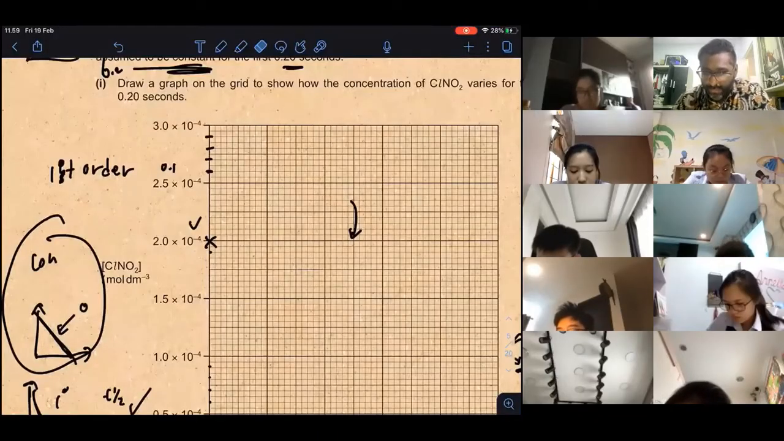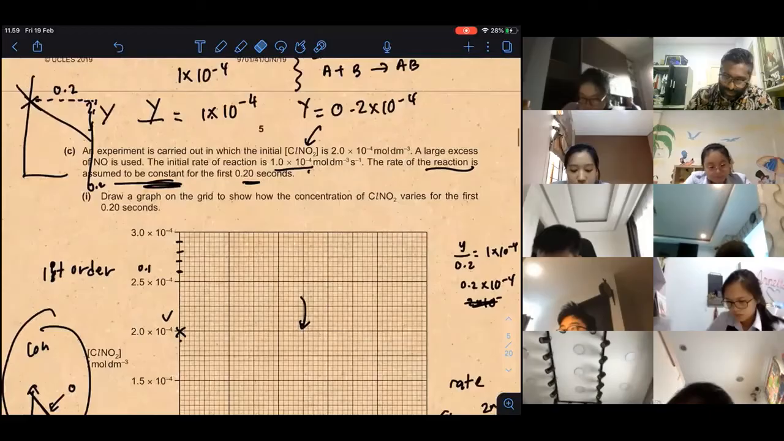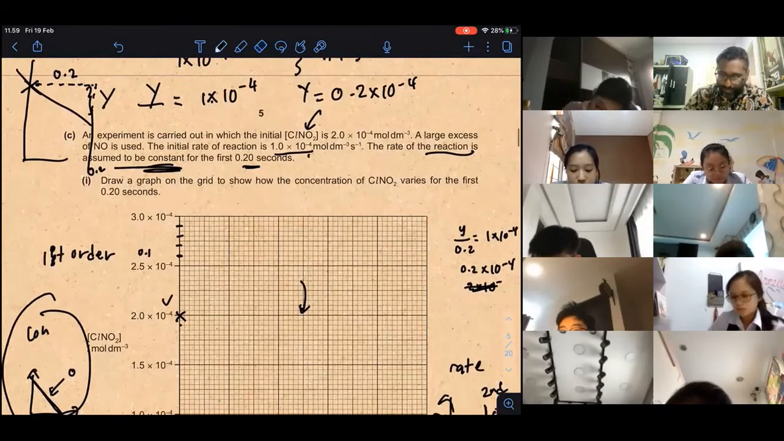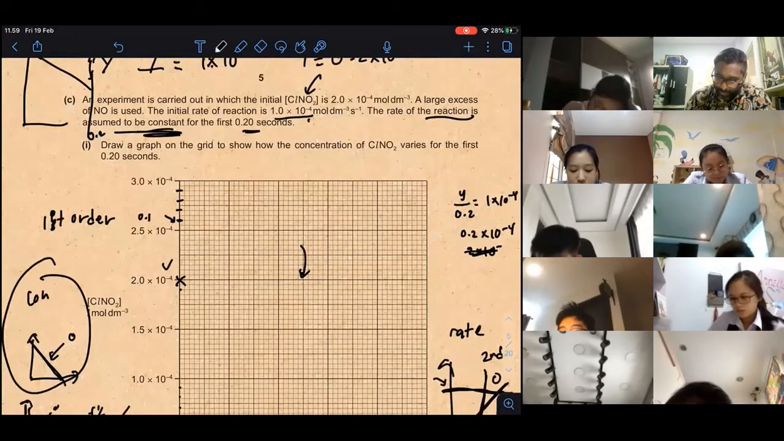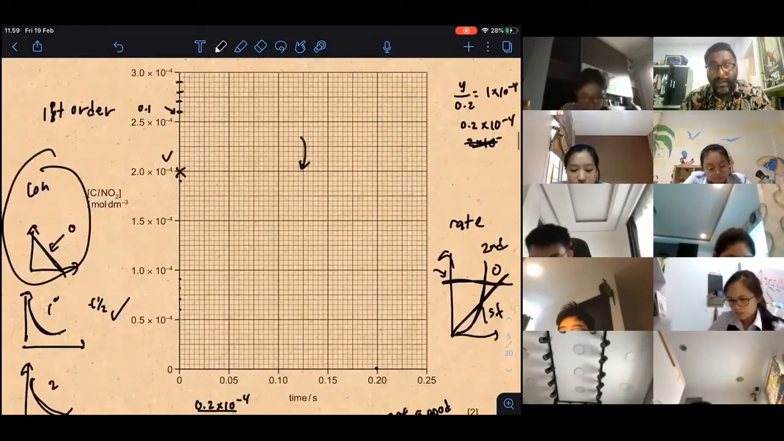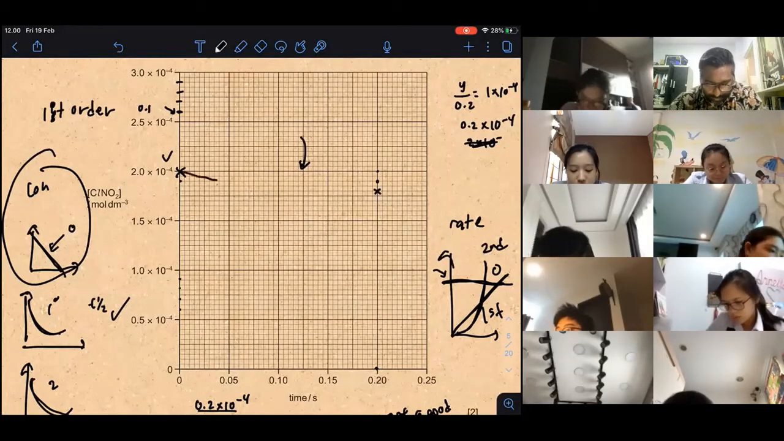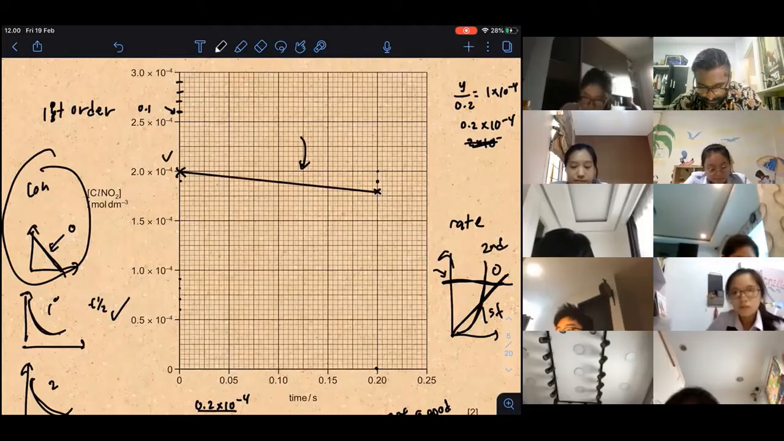So here, this one's supposed to be 0.2, so I know that every one of it is 0.1. So from 0.2, here this is 0.1, and this one is 0.2. So my graph is supposed to go from here and end over here.